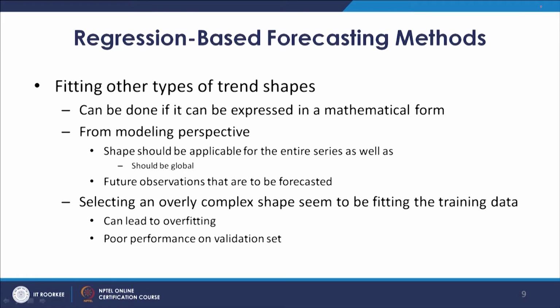Another point related to this is that we might happen to select an overly complex shape which seems to be fitting the training data. Sometimes we might think about a shape which could be represented in a mathematical form and also looks to be fitting the training data points, but this can lead to overfitting because the future points might not be following this particular shape.